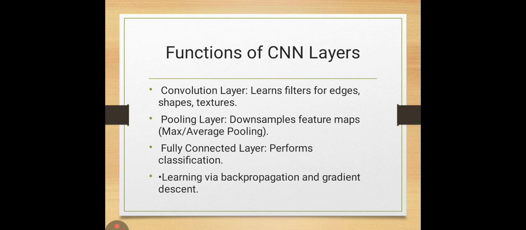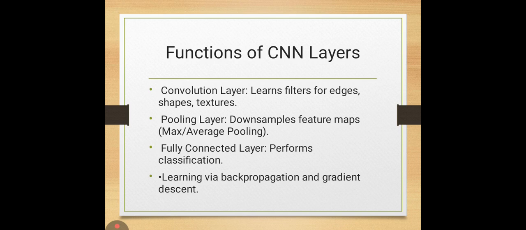Now the functions of the CNN layers. First is the convolutional layer. The convolutional layer is one of the most important layers in CNN. This layer applies filters on the input images, extracts features such as edges, shapes and textures, and produces the feature maps. These filters are learned automatically during training using backpropagation and gradient descent.